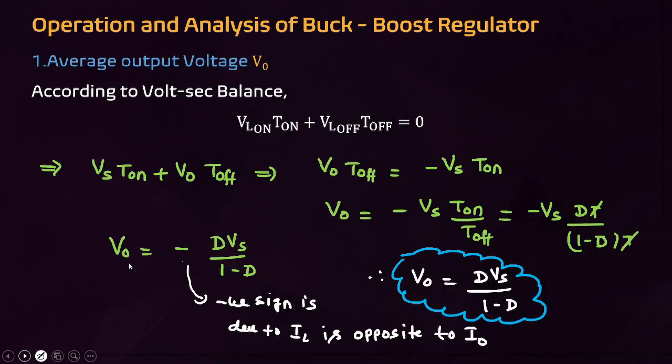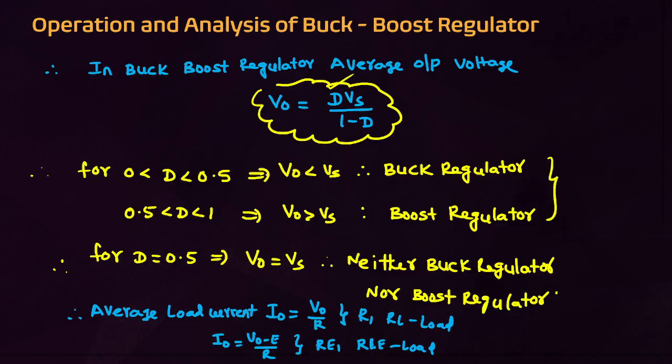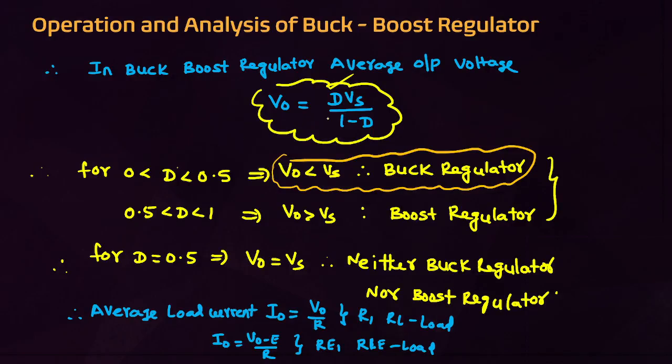Then what is the average output voltage in the case of buck boost regulator? The average output voltage, that is up down chopper, V naught equal to dVs by 1 minus D. Why is the name given as a buck boost regulator? For duty cycle 0 to 0.5, V naught is less than Vs, so it acts as a buck regulator. If you substitute 0.5 to 1, friends, we get V naught greater than Vs. That's why it acts as a boost regulator.